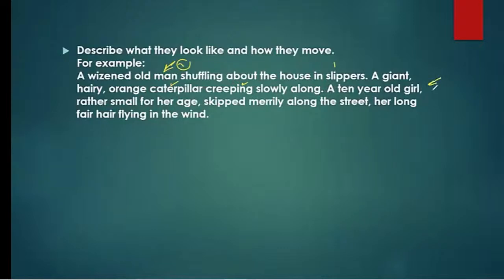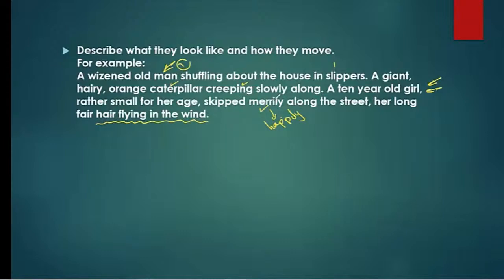Also, another character appears here: a 10-year-old girl. Rather small for her age, skipped merrily. How is the 10-year-old girl described again? Merrily means happily. He described the way she's walking, and how she looks for her age, her reactions while walking, and how her hair was. Her long fair hair flying in the wind.